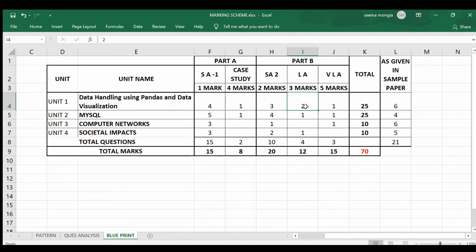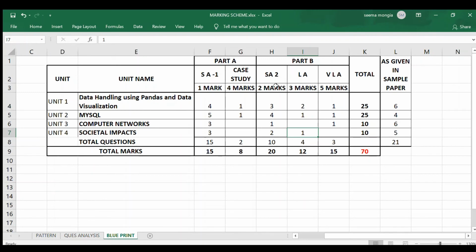And for another one question, we have a scope. It can be from data frames, it can be from series. But yes, there will be 2 questions from pandas as well as visualization. And another one question from MySQL, and one question from societal impact. That comes out to our 4 complete questions, and that completes the 12 marks for part B 3 marker questions.